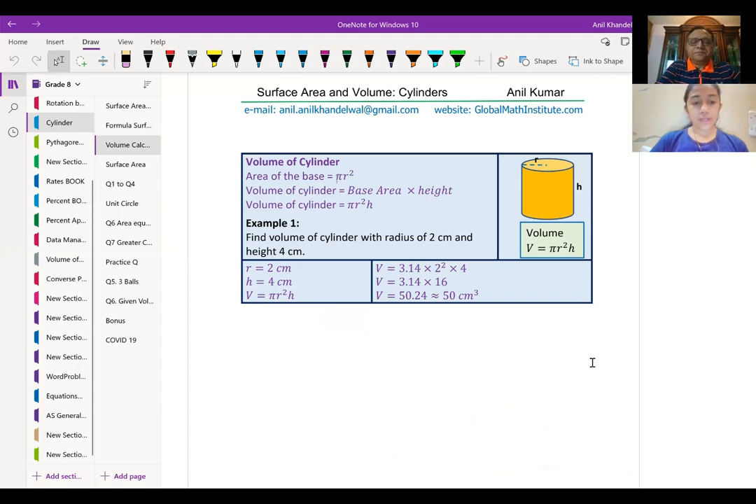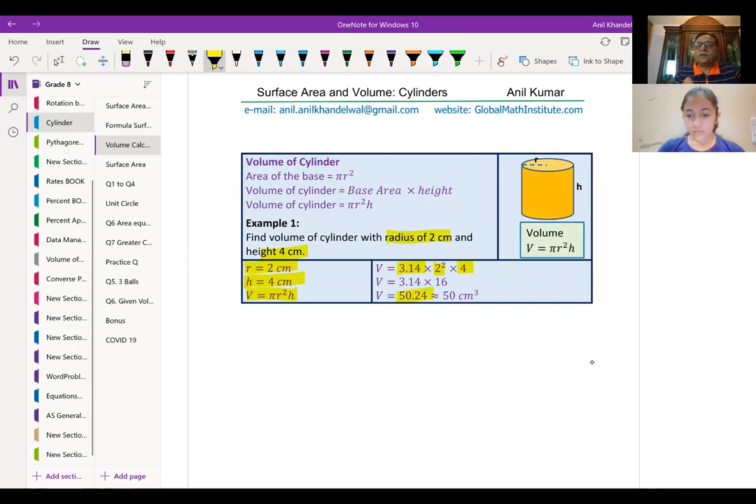Example 1. Read and answer. Find volume of cylinder with radius of 2 centimeter and height 4 centimeter. So write down clearly: radius 2 centimeter, height 4 centimeter, and the formula pi r square h. You should always write clearly. Substitute the values. Pi is 3.14, r is 2, so 2 square, and height is 4. Use calculator. Find your answer.